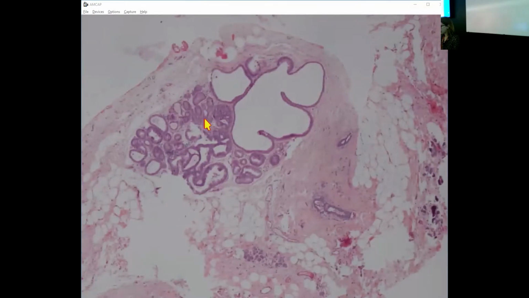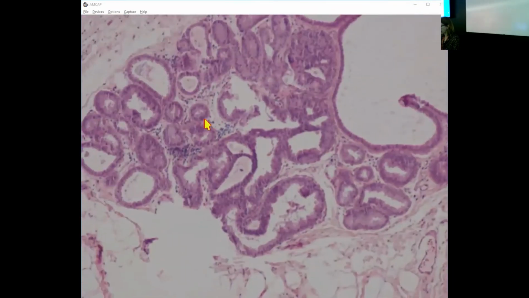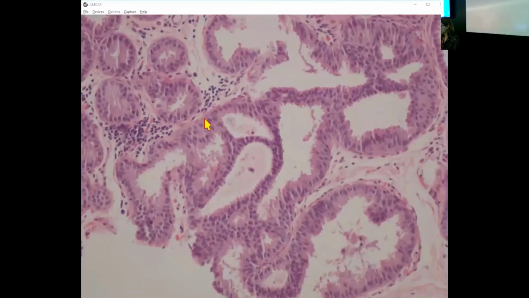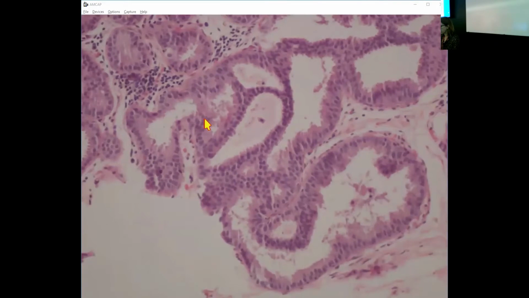Here you might wonder if it's just some sort of apocrine proliferation because it is a little pinker, but the spaces are very rigid. And when you look on high power, the epithelial population is quite monotonous. And then you do have a bridge going across here, which is quite rigid.